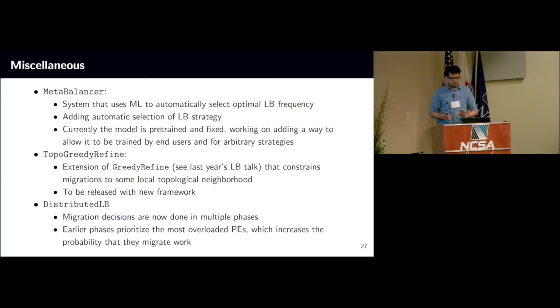Finally, a few small topics. So Meta Balancer is a system that we have right now in Charm++. Currently, it uses a machine learning model. We have a random forest that we trained fully offline, and it uses this to automatically select the optimal load balancing frequency for an application.